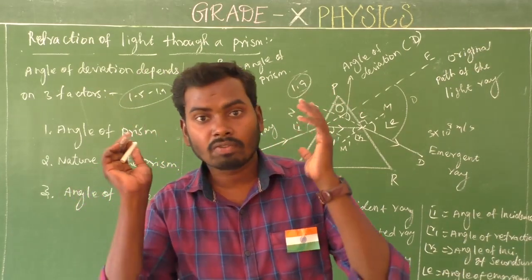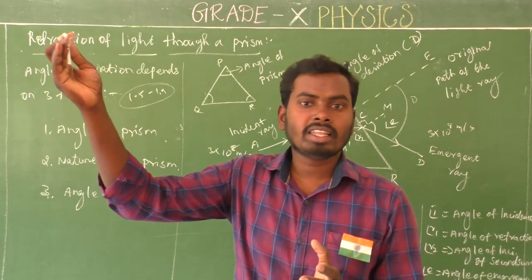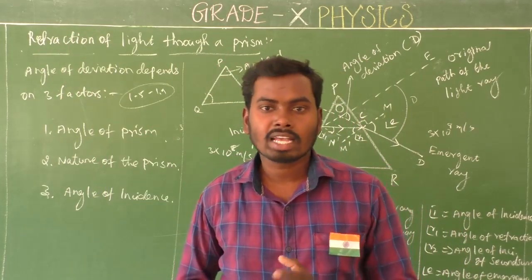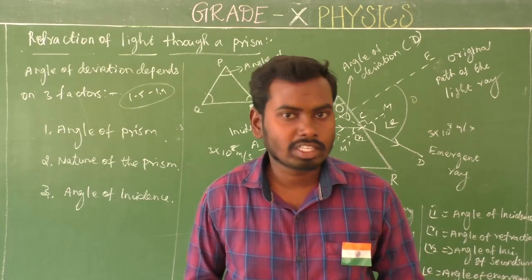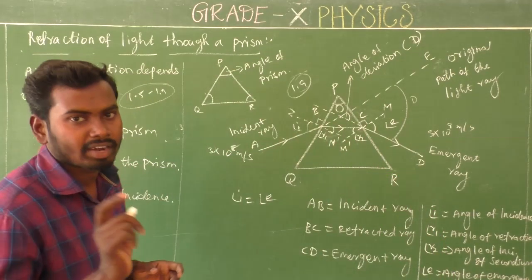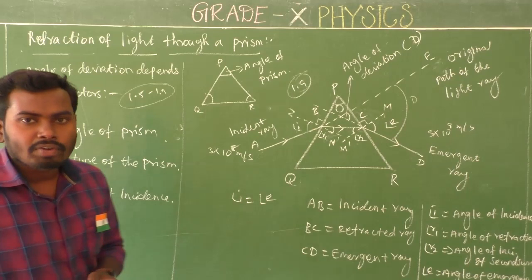We have different types of glass materials. If we change the glass material, correspondingly the angle of deviation also changes. Yes, that depends on the refractive index. And the third one is the angle of incidence.